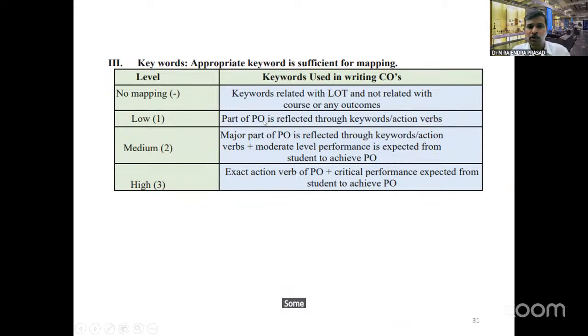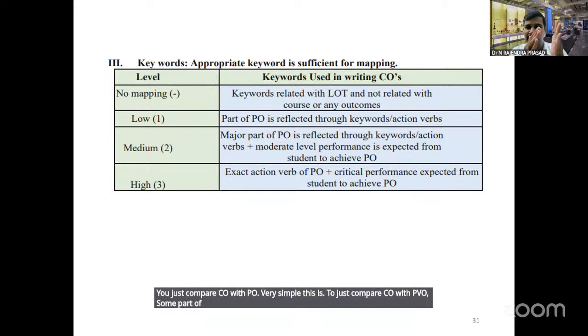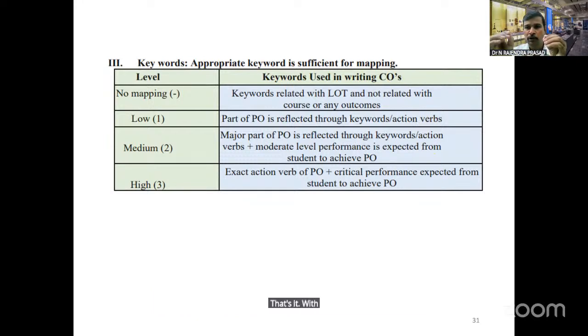Some part of PO is appearing in CO with all keywords and action verbs. You just compare CO with PO. Very simple this is. Some part of PO is appearing in CO, that's it, with some keywords, action verbs. Then you give the mapping level of 1, low mapping.